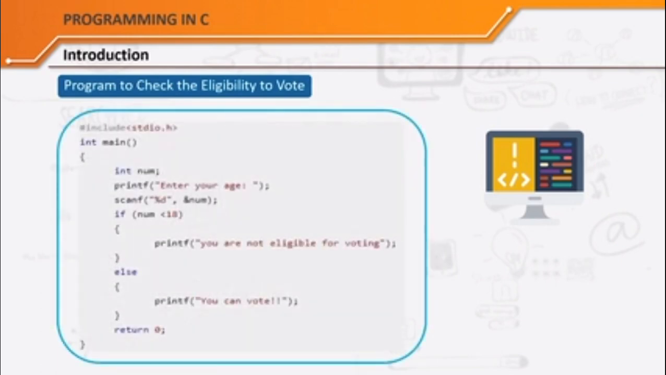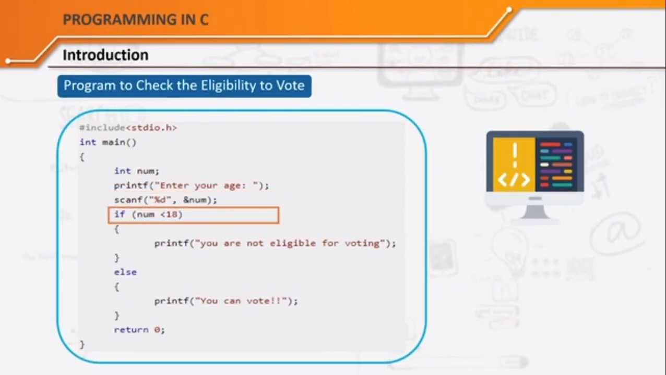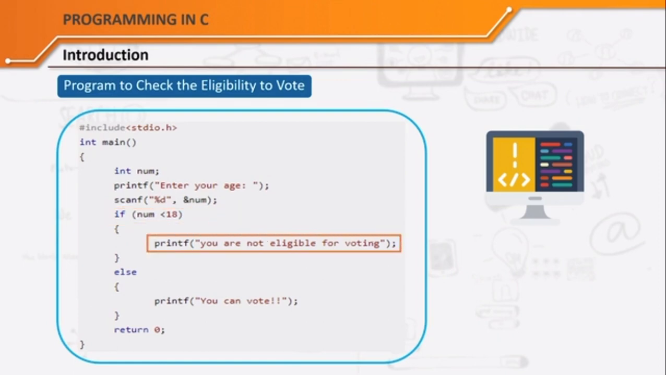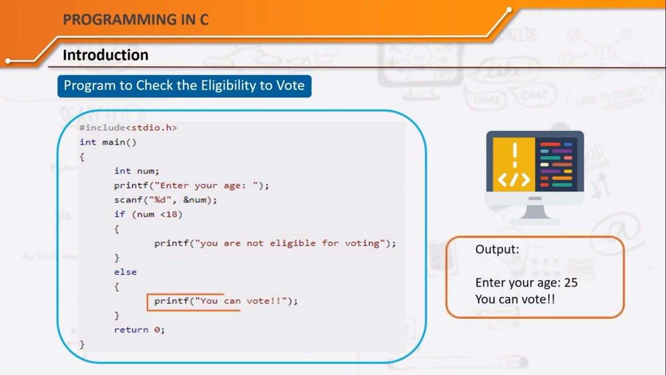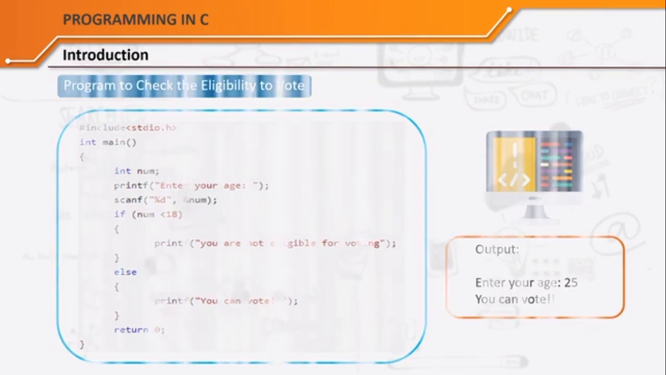So we have a main function here where num is declared as an integer variable. You are displaying a statement onto the console to enter the age. The value is read through a scanf statement here. Then if the value of num is less than 18, you are displaying a statement that you are not eligible for voting. Else you are displaying a statement that you can vote.